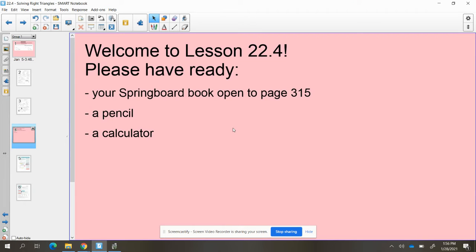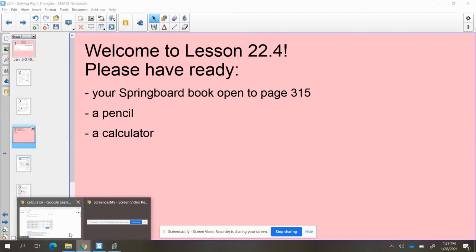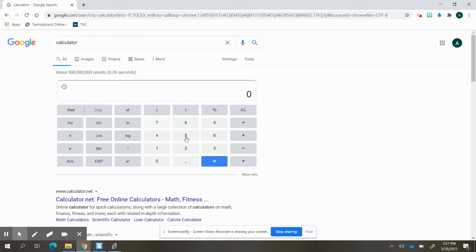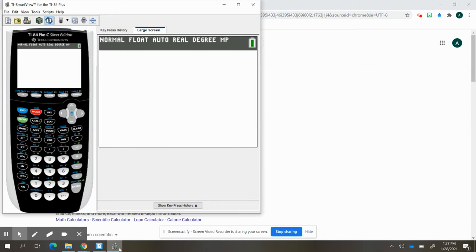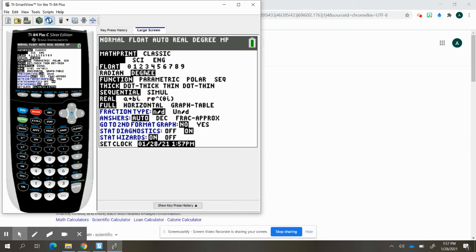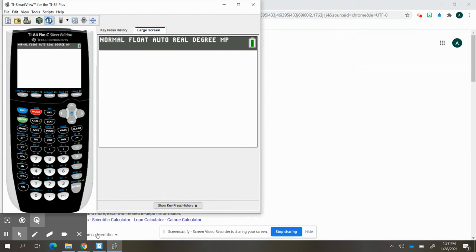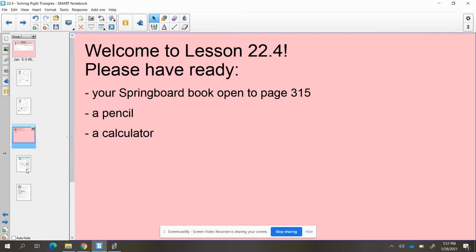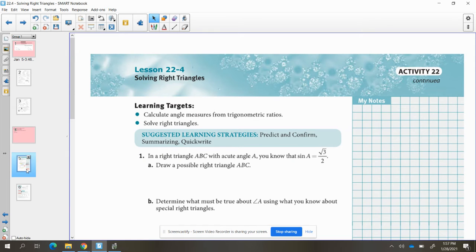Everyone, and welcome to lesson 22.4, the final lesson of activity 22 and unit 3, part 2. Today you will need a pencil and a calculator for sure, and that calculator might just be using Google or, of course, your graphing calculator, and you want to double check on both of these that your mode is in degrees, okay?